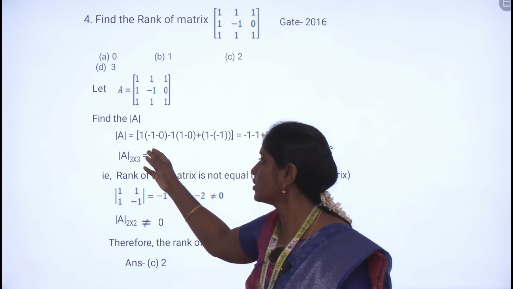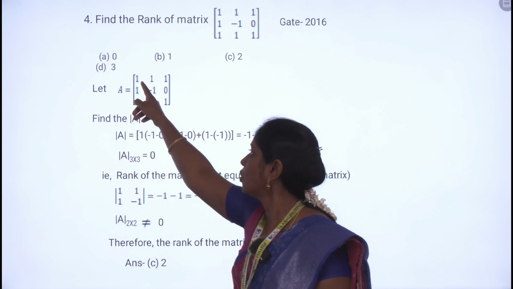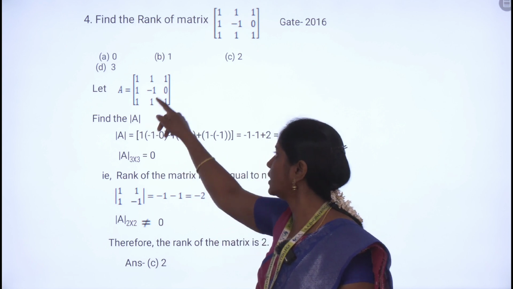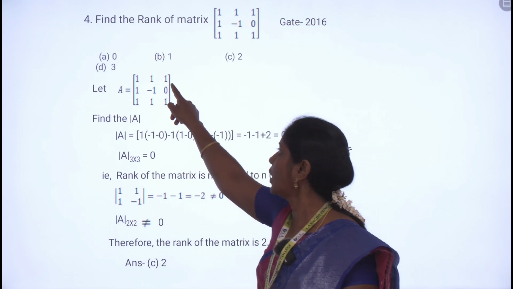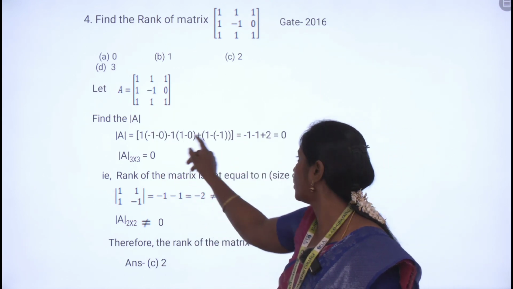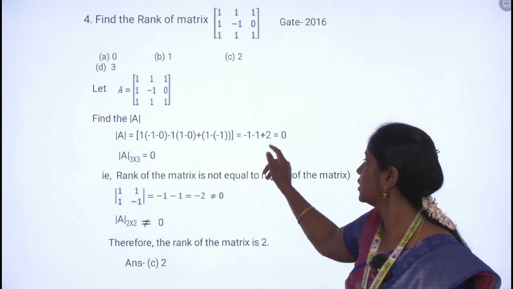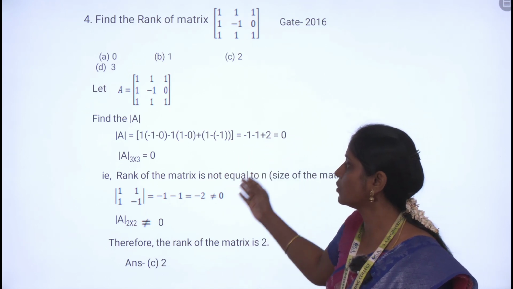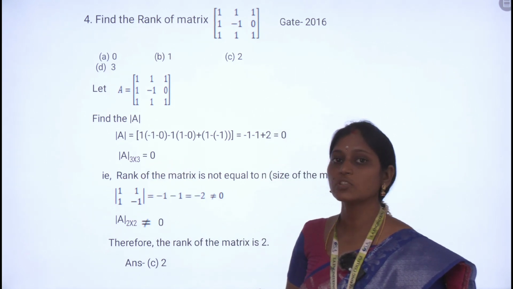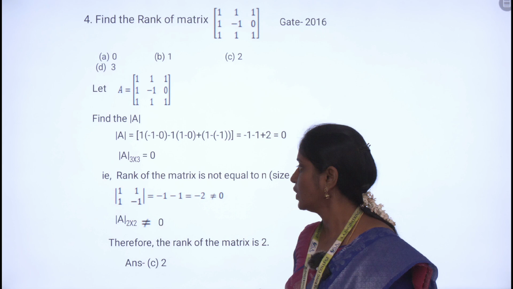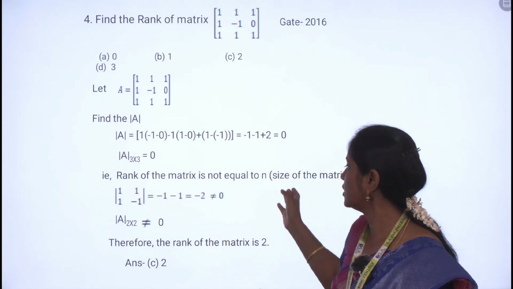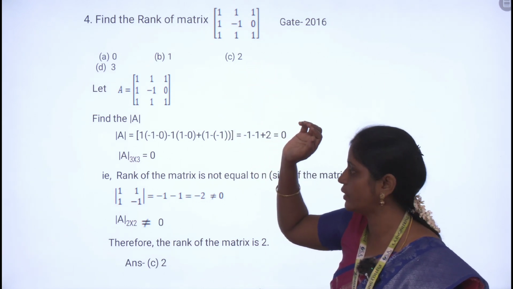Next, we have to find the determinant of this one. Determinant of A equal to 1 into minus 1 minus 0, minus 1 into 1 minus 0, plus 1 into 1 minus of this value. Therefore, we will get minus 1 plus 2. So, this is equal to 0. Therefore, the determinant of the 3 cross 3 matrix is equal to 0. Therefore, there is no possibility of the rank being 3. The rank of the matrix is not equal to n. n is nothing but the size of the matrix, and the size of the matrix is 3 cross 3.